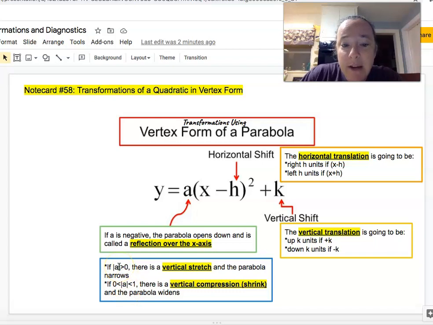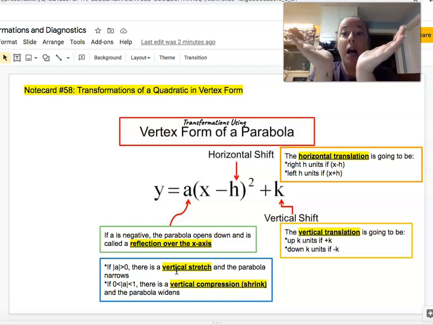If the absolute value of A is greater than 0, so let's say we had a negative 10 in the front, take the absolute value of that, it's 10. Or we had a 9, or a 5/2, because that's 2.5. All those are greater than 0. Then we have what we call a vertical stretch of the parabola, and the parabola would narrow, okay?